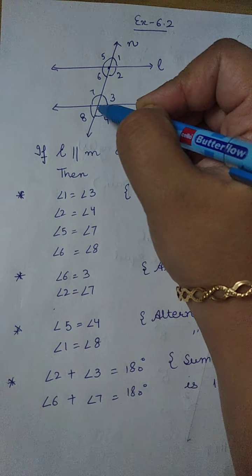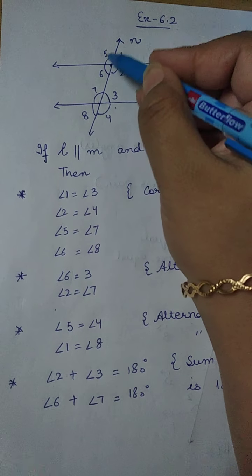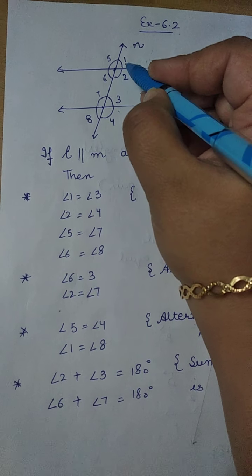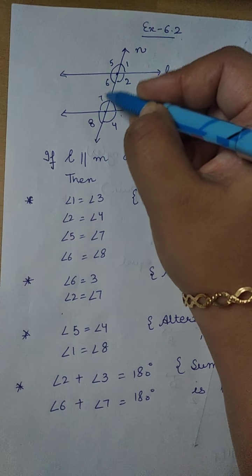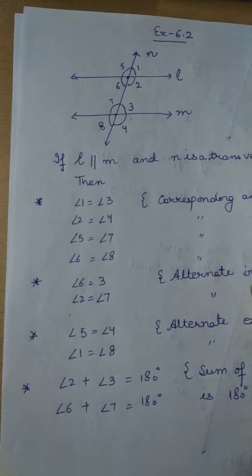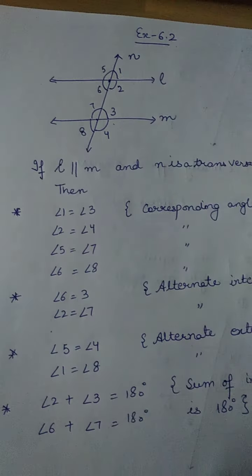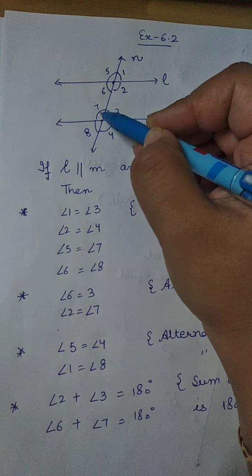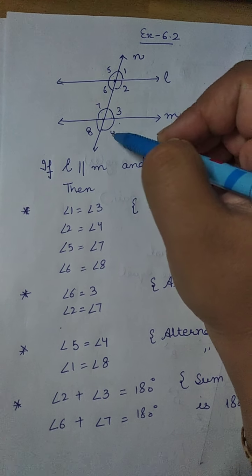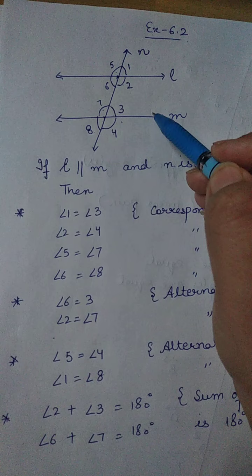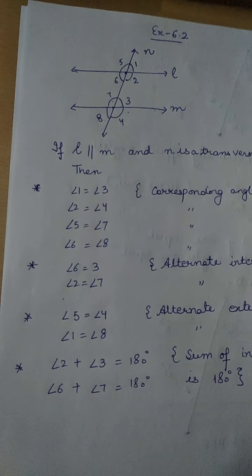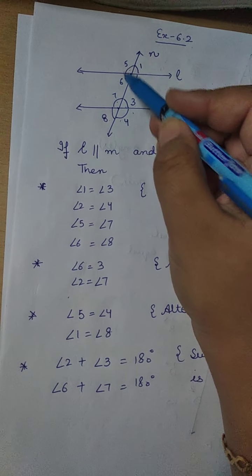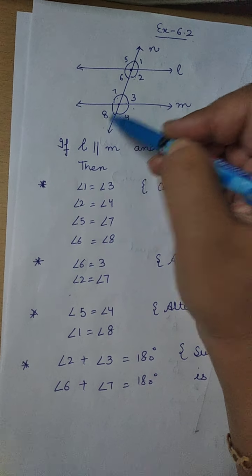Around these points, it is making some angles. The angles I have named 1, 2, 3, 4, 5, 6, 7, 8. You can name them any way, right? Here you can see that 1 and 3 are the corresponding angles. Similarly, 5 and 7 are corresponding angles, 2 and 4, 6 and 8. If the lines are parallel, these corresponding angles are always equal. 1 is equal to 3, 2 is equal to 4, 5 is equal to 7 and 6 is equal to 8.